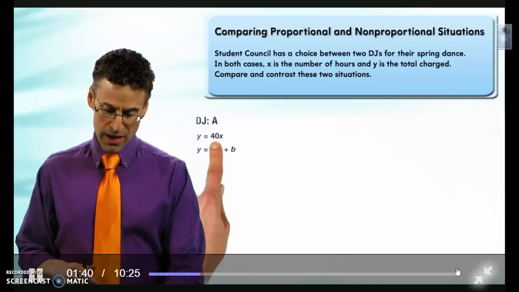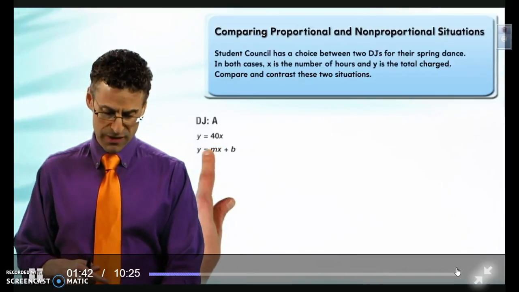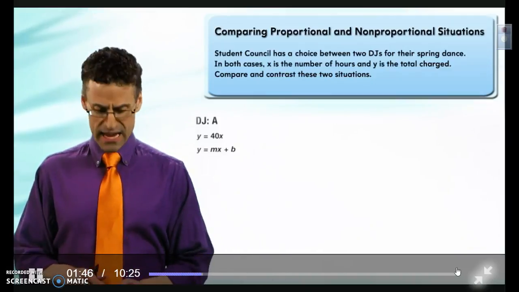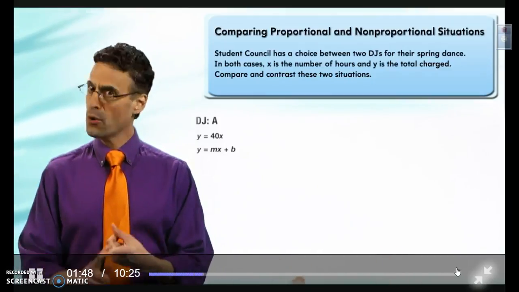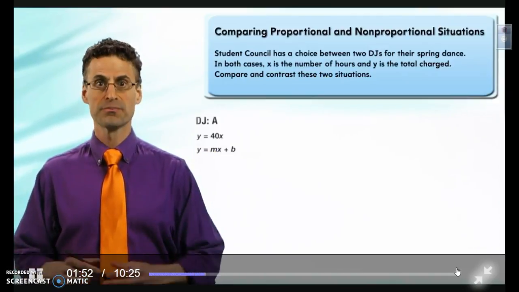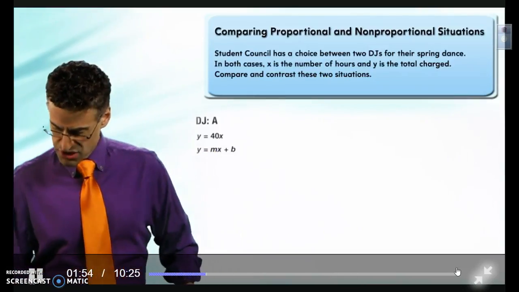However, what's the per hour rate? Well, we know where to find the rate. That's slope, so it's $40 an hour. So, DJ A, what do we got? We see no initial fee, and it's $40 an hour. Boom. There we go. Now, what about DJ B?